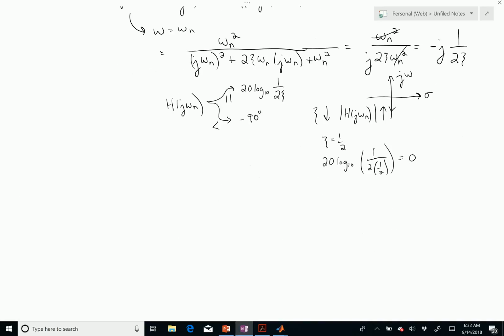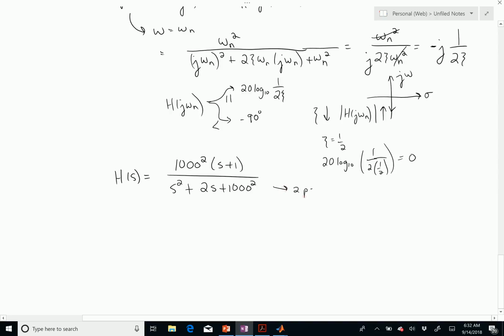Let's say I have been given H of s equal to 1,000 squared times s plus 1 over s squared plus 2s plus 1,000 squared. The first thing you should do when you look at this is clearly see that there are 2 poles and 1 zero, and possibly a constant in front, this 1,000 squared. First thing you should ask yourself is, what am I looking at? Am I looking at overdamped or underdamped when I see this relationship?